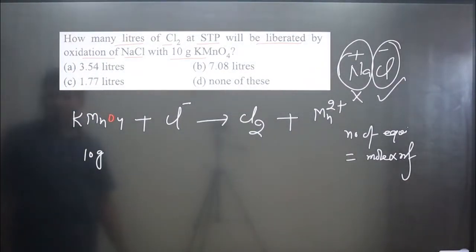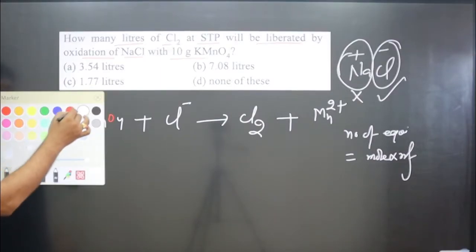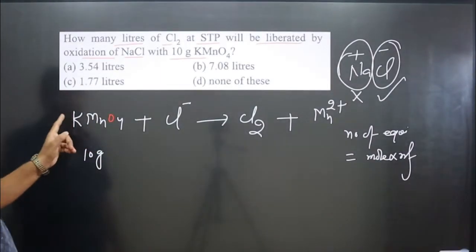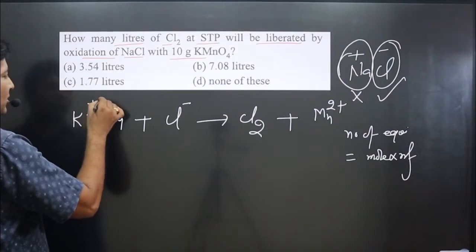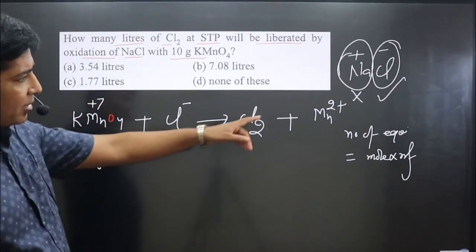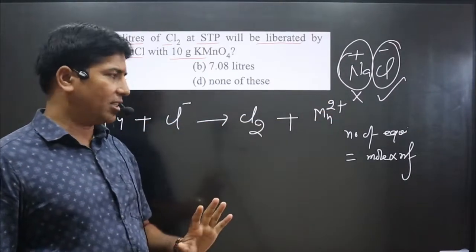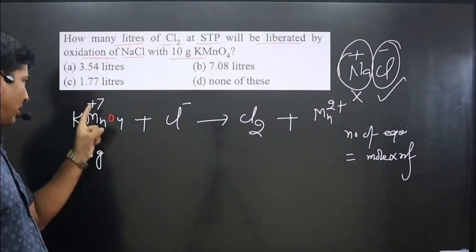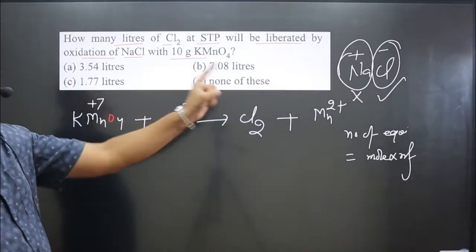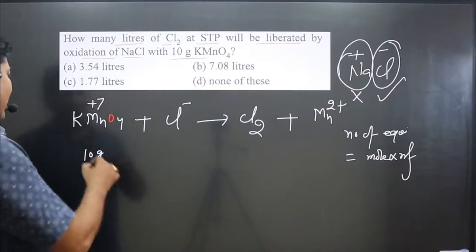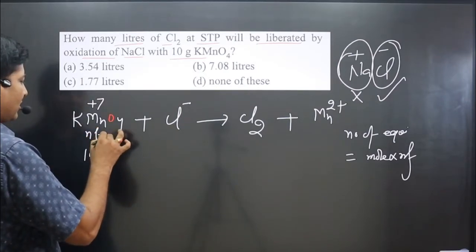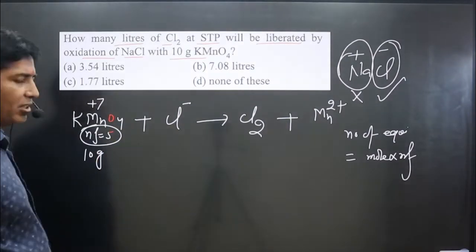Now first of all, we write down the oxidation numbers of elements on both sides of the equation. Potassium is +1, then manganese is present in +7 oxidation number. On the other side manganese is present in +2 oxidation number. Find the difference in oxidation number: +7 on one side, +2 on the other. 7 minus 2 is equal to 5. The n factor is the difference in oxidation number. We got n factor value 5 for KMnO4.